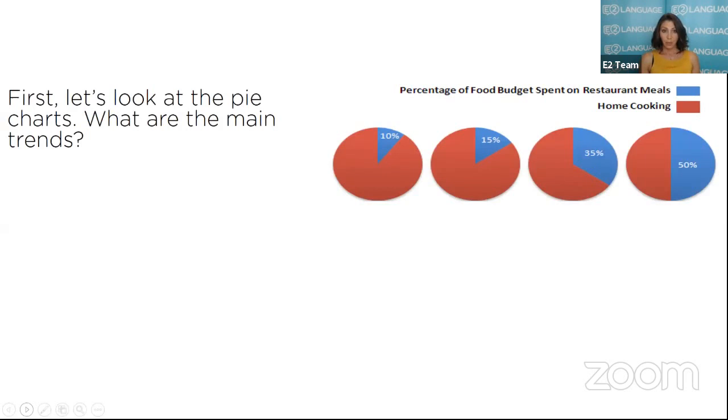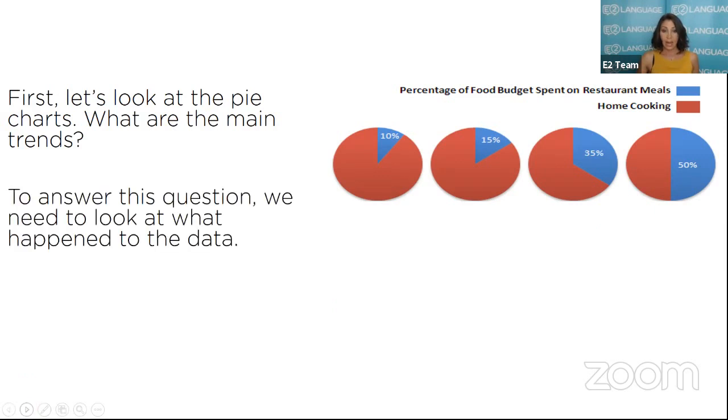So the first thing we want to do is look at the pie charts. Let's ignore the line graphs for now. We just need to focus on one at a time. So let's look at the pie charts. What are the main trends? What do you notice about the data represented in blue? Okay, and then what do you notice about the data represented in brown.